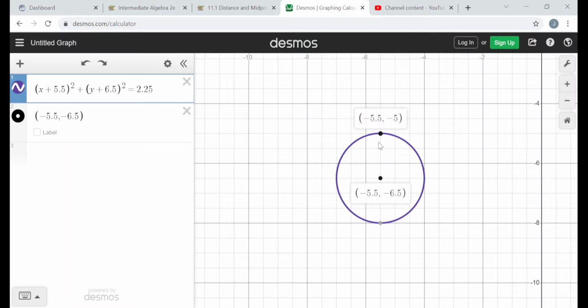So look at these 2 points here. Negative 5.5, negative 5, that's 1.5 units above the center. And then this negative 5.5, negative 8, that's 1.5 units below the center. And every point on this circle should be 1.5 units away from this center, and it looks good.